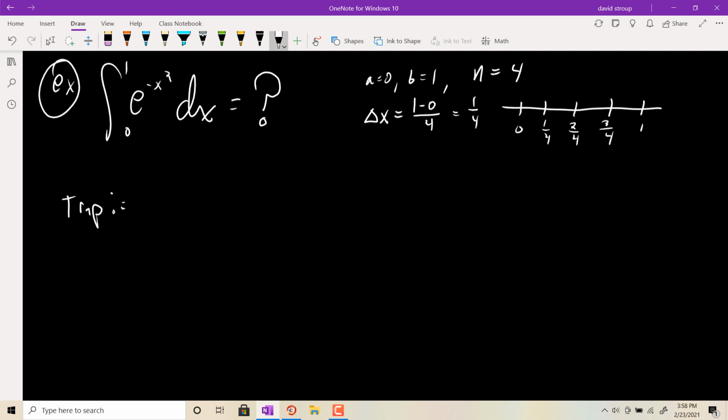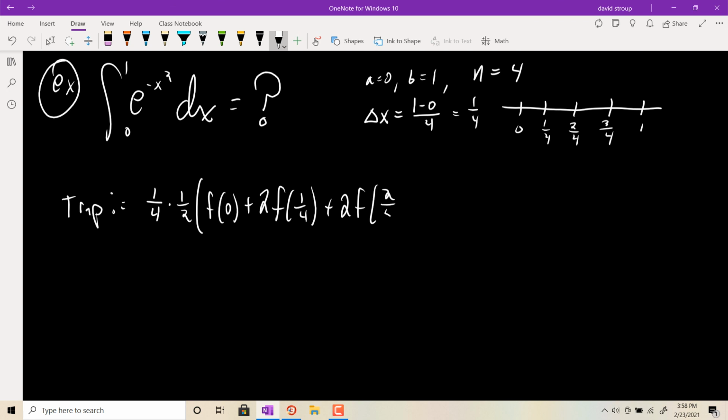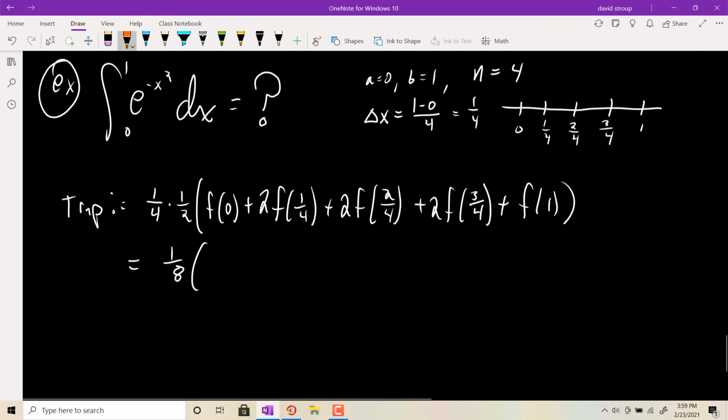Okay, so trapezoid rule is change in x all over 2. So we have 1/4 divided by 2, which is the same as 1/4 times 1/2. And then we have f of 0 plus the pattern 1, 2, 2, 2, 1. So 2 f of 1/4 plus 2 f of 2/4 plus 2 f of 3/4 plus 1 f of 1. And that'll be 1/8. Let's go ahead and plug our function in. So our function is e to the negative x squared.